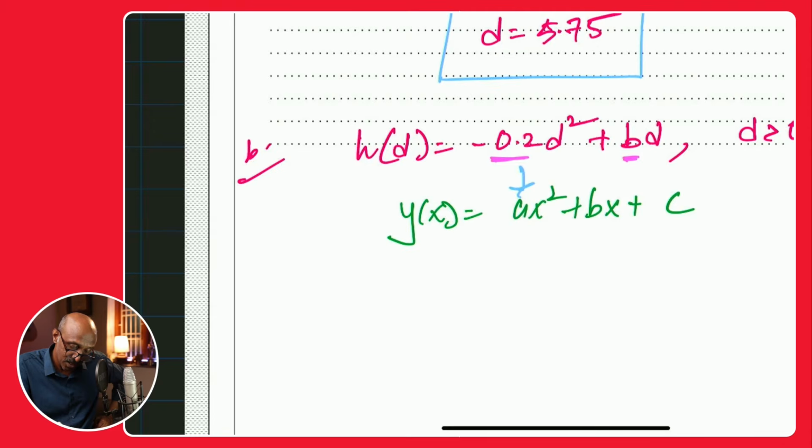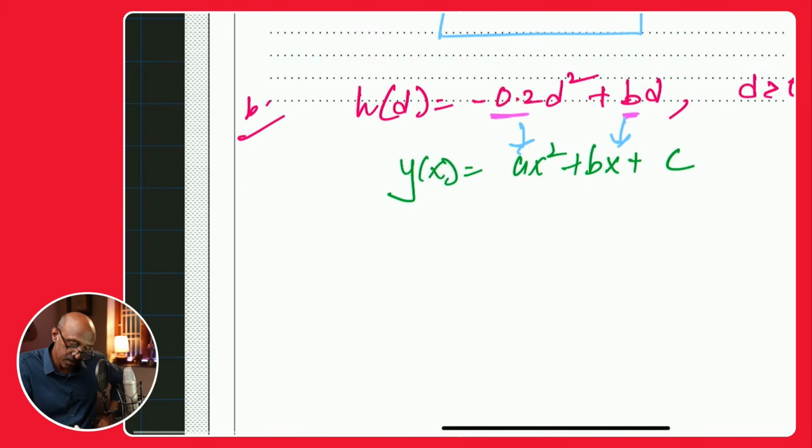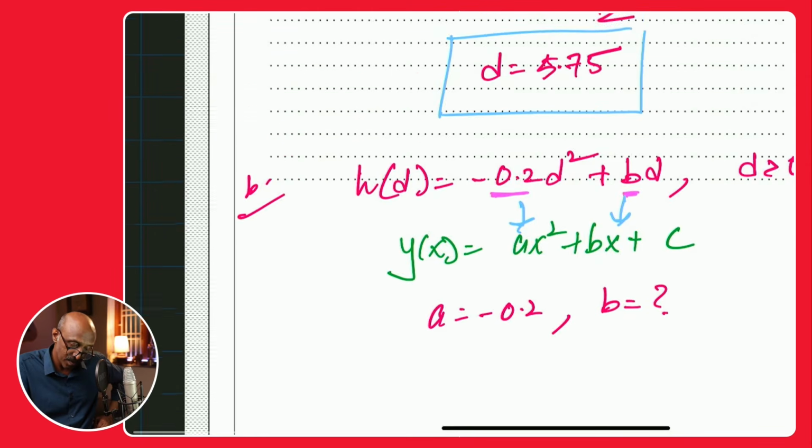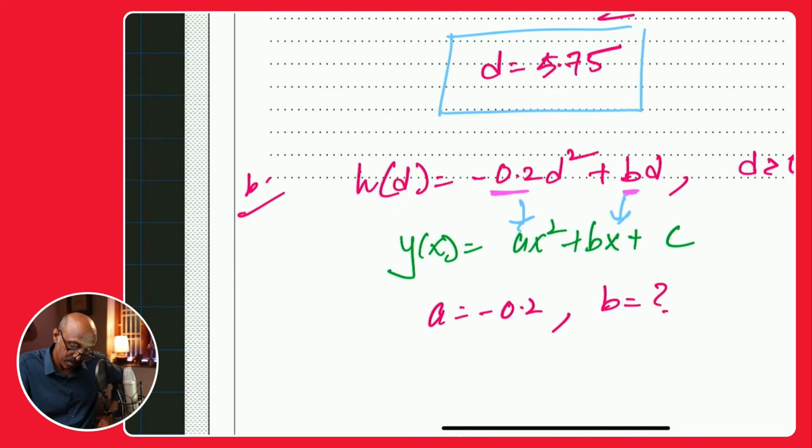Again, which is why these videos tend to be too long, but I'm hoping to do more than one question in this video. Okay, let's see. All right, so what do we have? So I have A as negative 0.2, and the B is the unknown. The B is the B, and this one is now the equation of the axis of symmetry. We already found d is equal to 5.75.